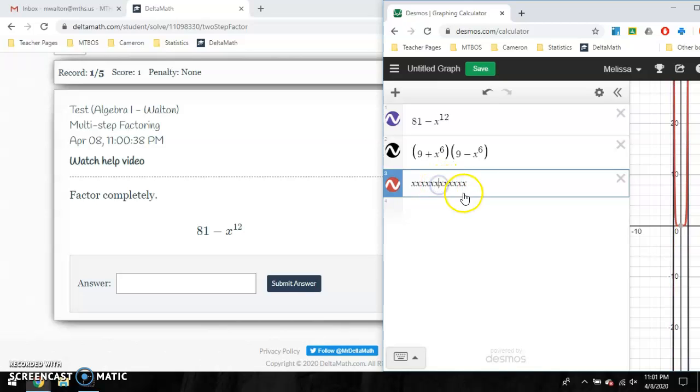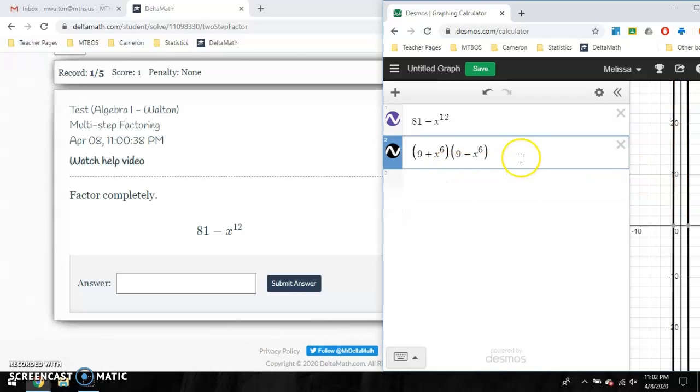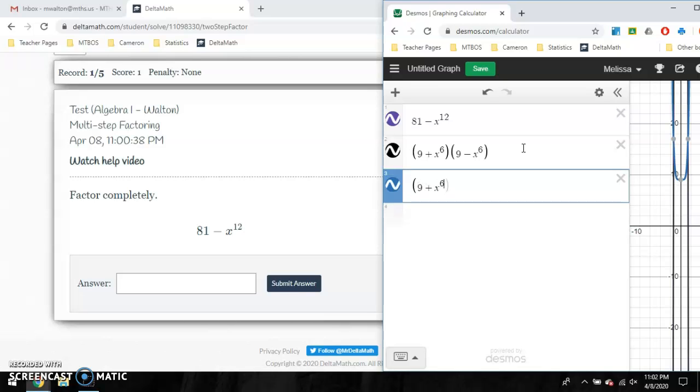Well, if I wanted to split that up perfectly in half, that'd be x to the 6th times x to the 6th times x to the 6th. However, we are not done here. I do see one more thing that I could break up. My 9 plus x to the 6th will stay the same. However, I see one more difference of 2 squares that I could do.